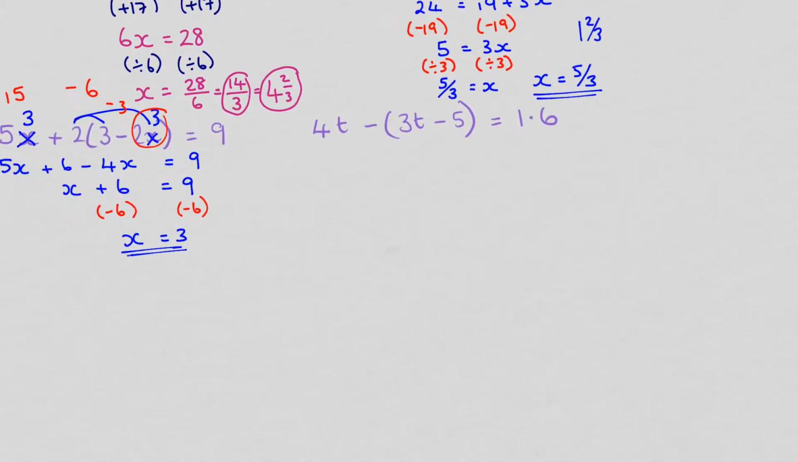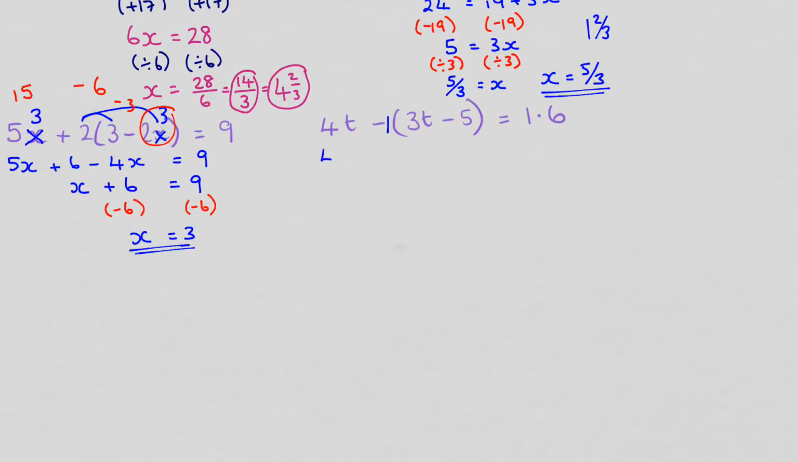Okay, and the next one. So we've got 40 minus a bracket. Now remember, from the starter questions, we can stick a 1 in front of there. That means we can multiply it out easily. So we've got 4t, and then we've got negative 1 times 3t, so that's minus 3t. Then negative 1 times negative 5 is plus 5, equals 1.6. So tidying up the left-hand side, we've got a 4t, take away a 3t, so that just leaves us with 1t, plus 5 equals 1.6.